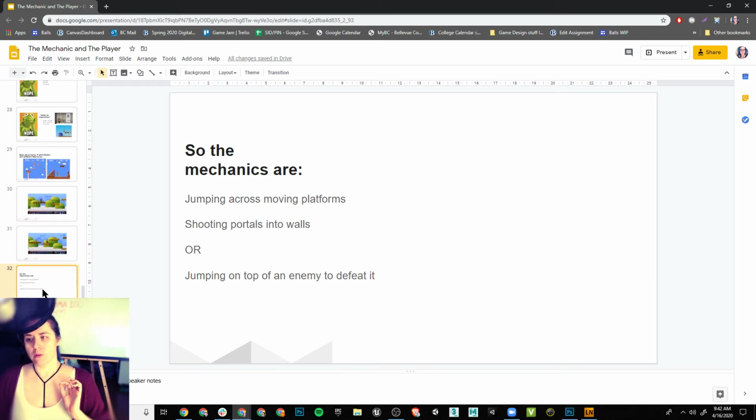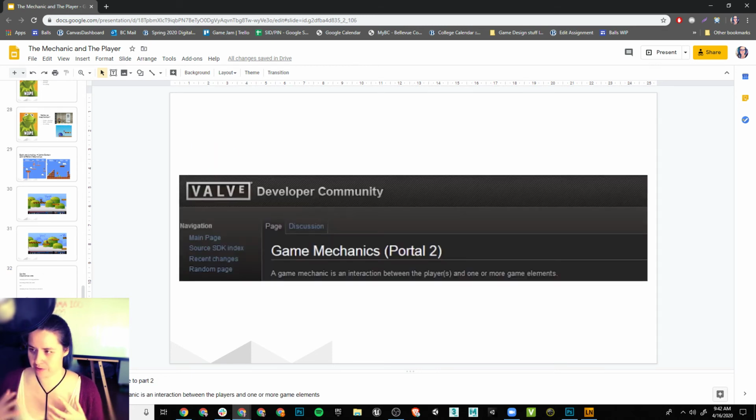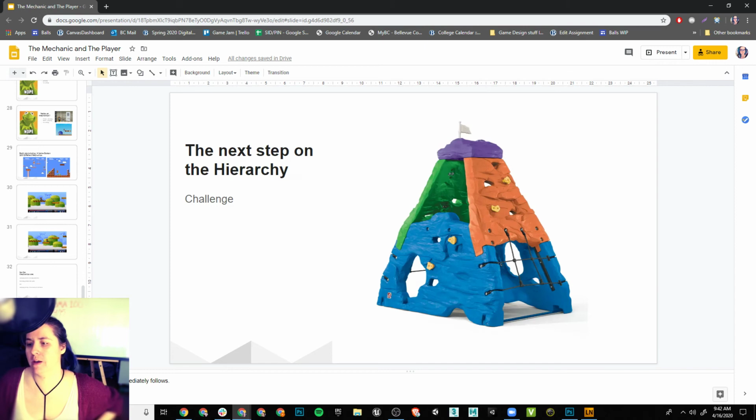So, a mechanic is, and I love this because the Valve developer community agrees with me, a game mechanic is an interaction between the players and one or more game elements. It's what you do with the thing. The verb with the noun, not just one or the other. So, this brings me to part 2. Game mechanic is an interaction between players and one or more game elements.